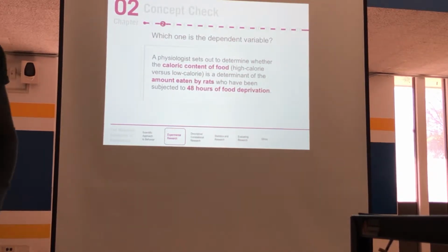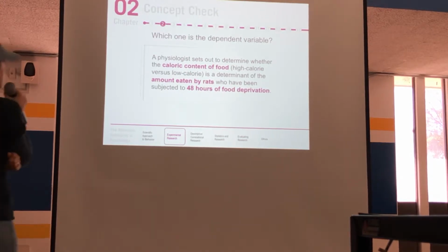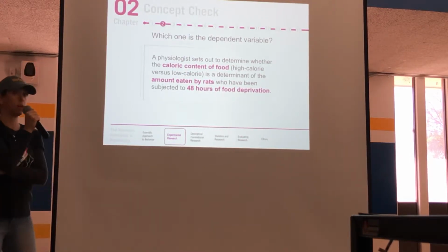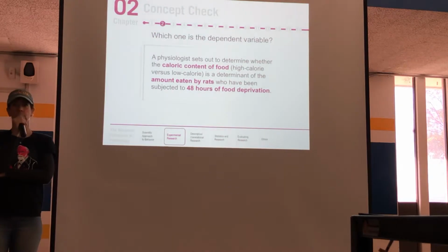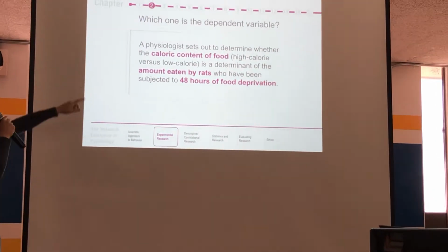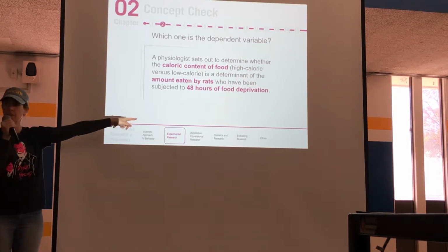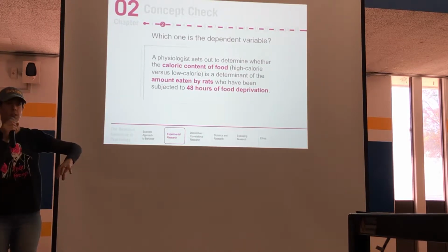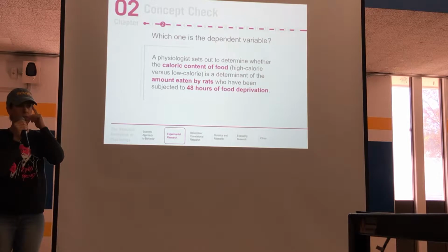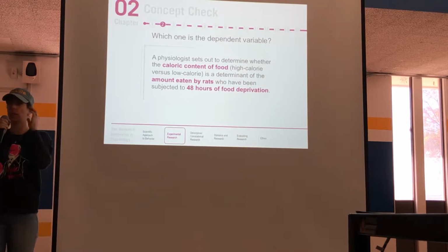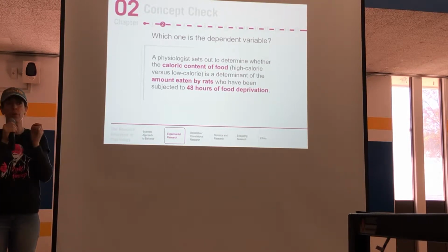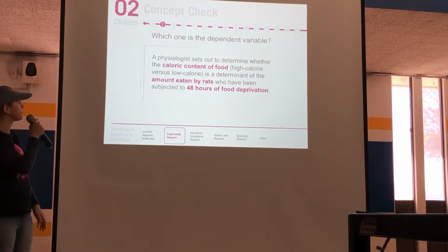So, a physiologist sets out to determine, by the way, on the test, on the final and on the AP test, physiologist is different than psychologist. Physiological is different than psychological. Physiological refers to the body, psychological refers to the mind. Be careful when you read, okay? Because if you read quickly, you can make a mistake and think it's the other one, all right?